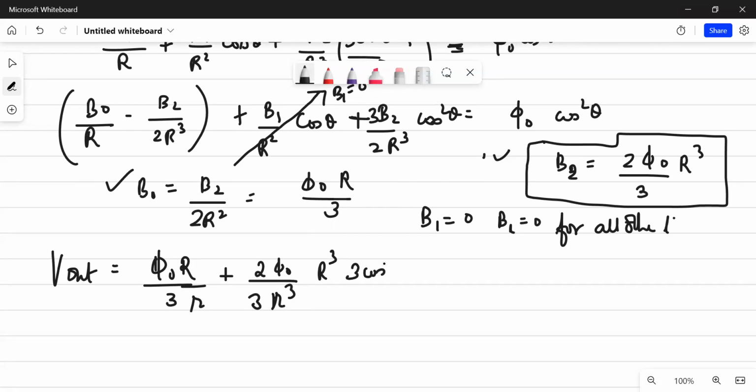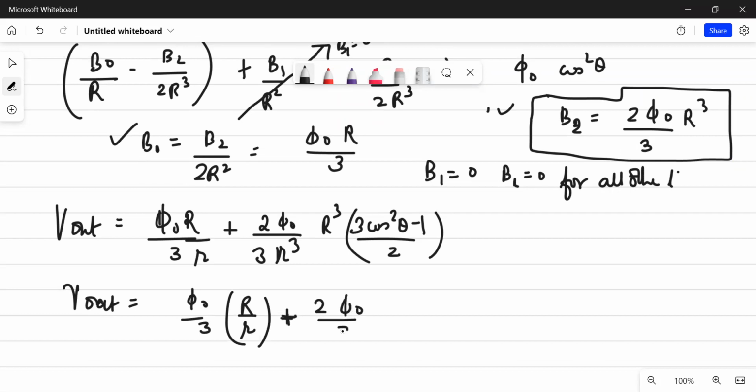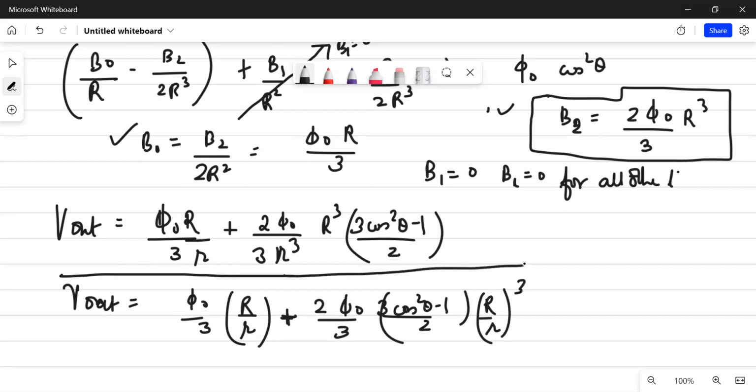So I'll write 3 cos square theta minus 1. Is that clear? So V anywhere outside is given by this. So overall, I will write my V outside. Let us set this symmetrically. So this will be phi naught upon 3 R upon capital R upon small r plus 2 phi naught upon 3 cos square theta minus 1 upon 2, and then you have this R upon small r whole cube. So potential outside, potential inside, this is what I have taught you.